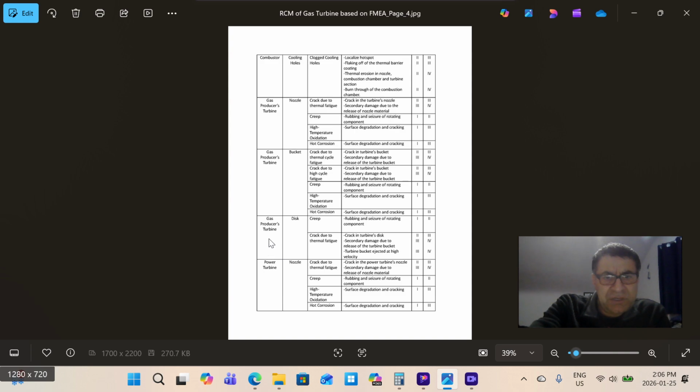Again, we are on the component of the gas producer turbine, subcomponent disk, and in this component we are faced with high temperature. Again, we have creep damage, rubbing, seizure of the rotating component, crack due to thermal fatigue, and in combination with stress, very high cycle fatigue in combination with thermal.